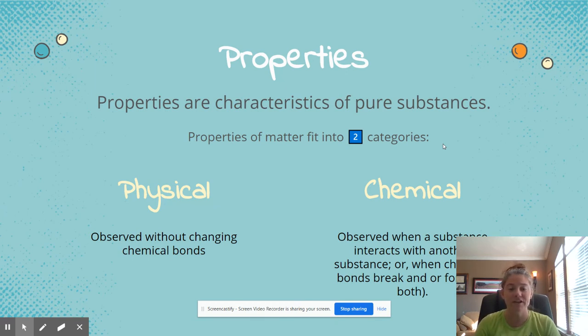Properties of matter fit into two categories, physical and chemical. Physical properties are observed without changing the chemical bonds. So stirring, evaporating, boiling, filtering, those are all ways we can observe physical properties. Chemical properties are observed when a substance interacts with another substance or when chemical bonds break and/or form, or both.